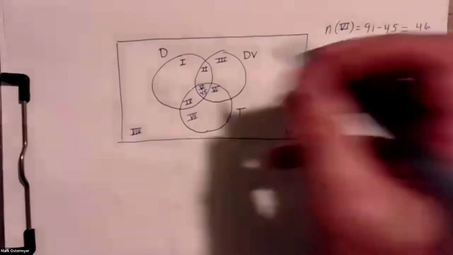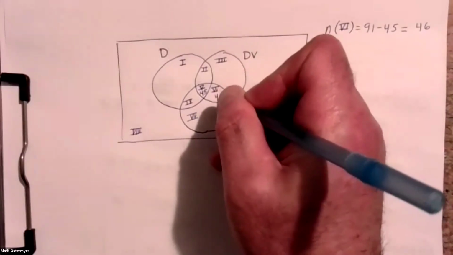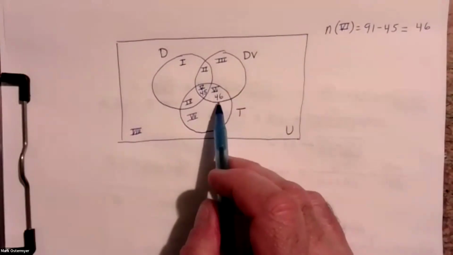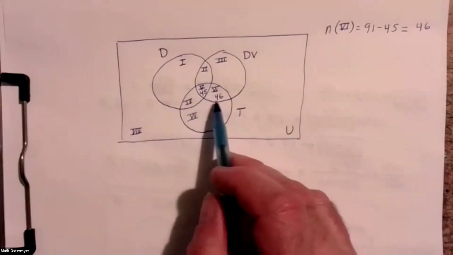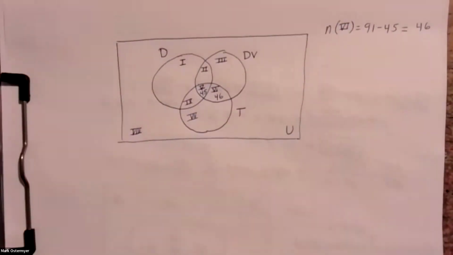46. Thank you. 46 goes in region six here. So 46 inmates had domestic violence offenses and theft offenses, but not drug offenses, correct? All right. Let's read backwards a little bit more into this problem now.